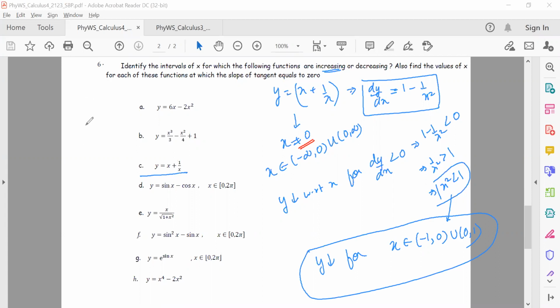So basically, if you think on the number line, it's increasing in this part of the domain up to minus 1, then it decreases up to 0, further decreases from 0 to 1, and then again increases after. But 0 is an excluded point from the domain. So 0 is not there in my domain.